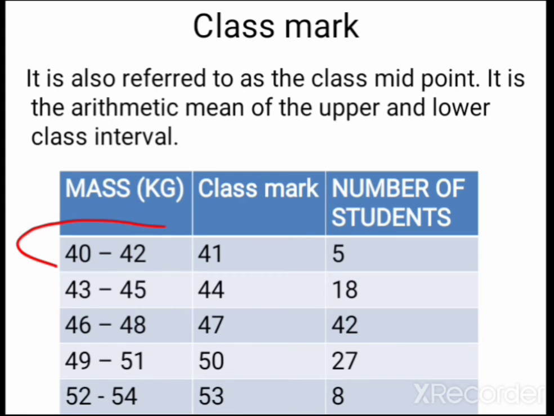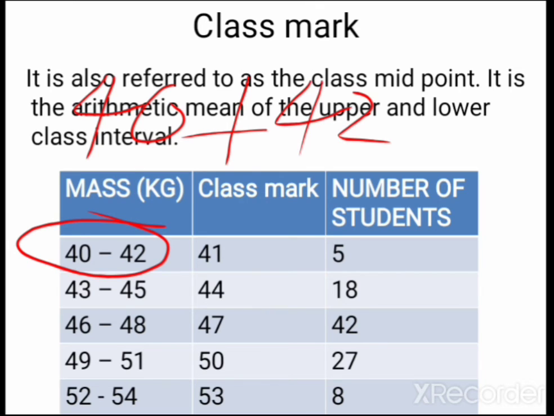So this is the first class. The lower class interval is 40. The upper class interval is 42. So to get the arithmetic mean, you add both of them together and divide by 2. So if we add both of them together, what will it give us?